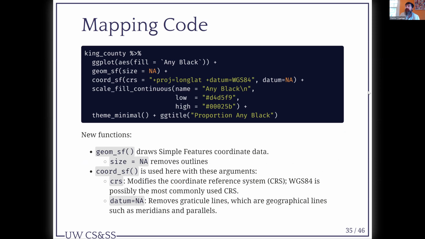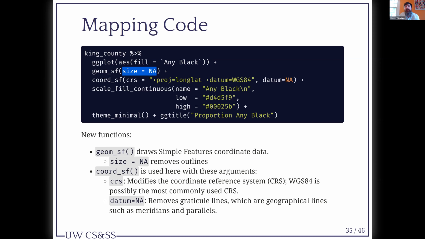So what I want to do is map this. I'm going to say, take my King County data, pipe it into a ggplot. I want to fill my polygons, that is, color them based on my any Black variable. geom_sf will draw those polygons, make outlines of them or whatever, fill them with colors, figures out how to do it. I say size equals NA to remove the outlines. This is just a stylistic choice. If you don't do size equals NA, you'll get outlines around every polygon.